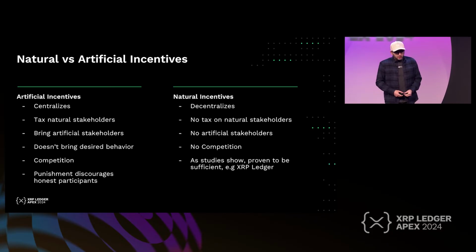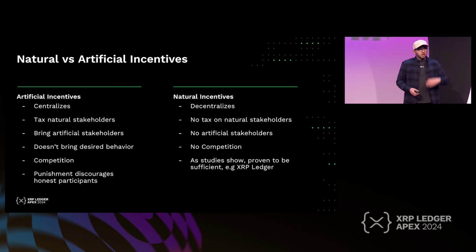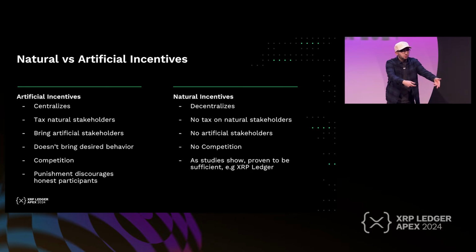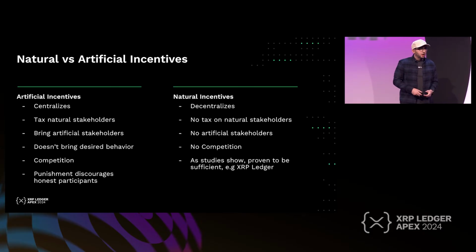Natural versus artificial incentives. Artificial incentives are centralized. They tax the natural stakeholders, because these incentives have to be bought by some other people other than the people who are receiving them. They bring artificial stakeholders, who have no interest in the actual system. They just want to be here for the rewards. They don't really care if this system goes down.